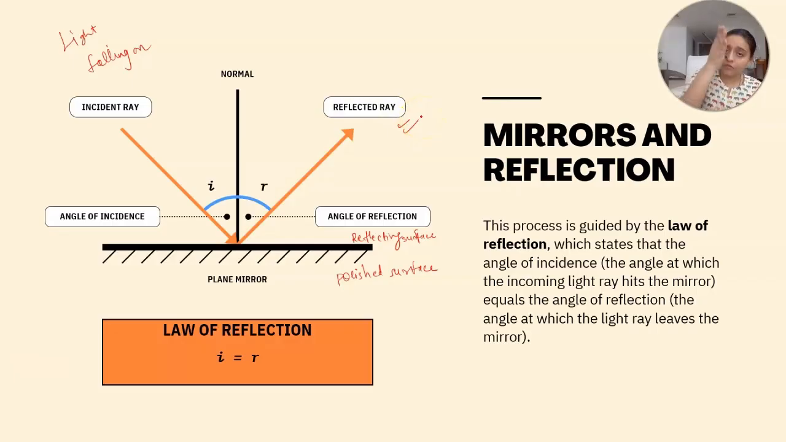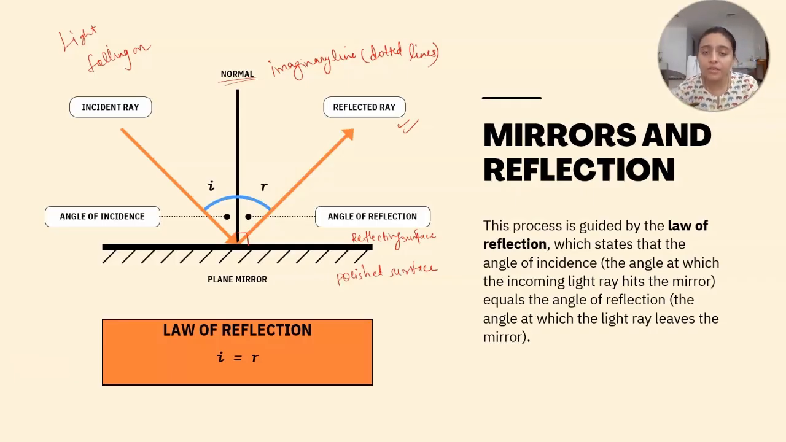In the middle of the incident and reflected rays, there is an imaginary line. That is why in science we draw it as a dotted line. This imaginary line is known as the normal line. It is always perpendicular to the reflecting surface. There are also the angles of incidence and reflection, which are always equal.